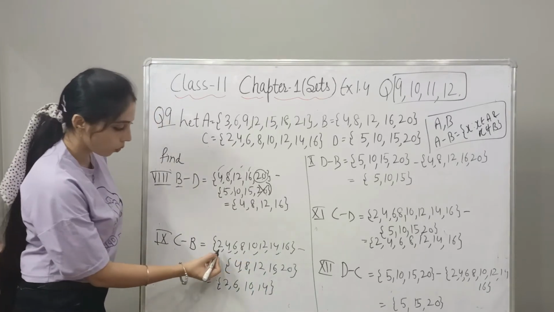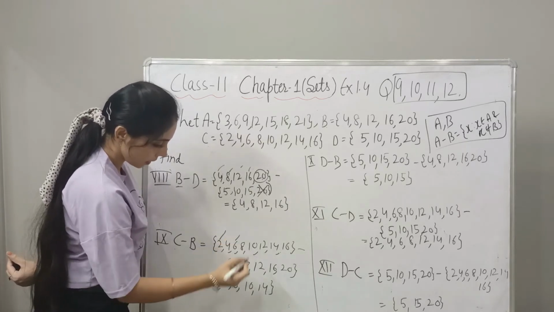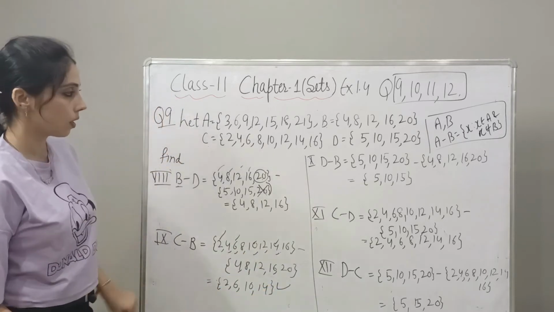Okay, we will write those elements which are not in the other. So 2, 6, 10, 14. This will be the answer of this part.